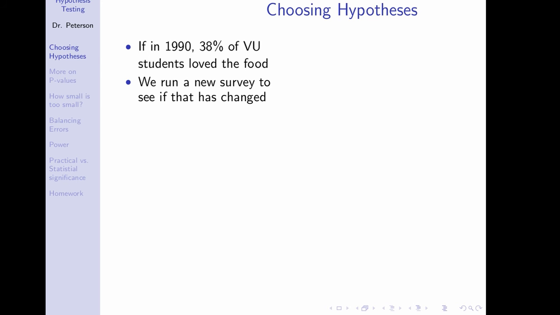Let's start by talking about how to choose hypotheses for proportion tests. As an example, let's imagine that in 1990, 38% of Viterbo University students loved the food in the dining hall. We ran a new survey this year to see if that has changed. What should our hypotheses be? Take a moment to think about what your null hypothesis would be in this case.